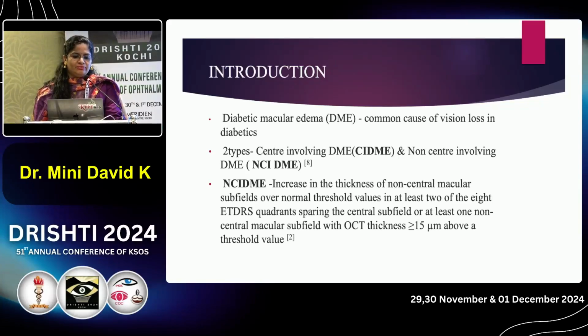Non-center involving diabetic macular edema can be defined as increase in thickness of non-central macular subfields over normal threshold values in at least two of the 8 ETDRS quadrants, sparing the central subfield or at least one non-central macular subfield with OCT thickness of more than 15 micrometer above a threshold value.